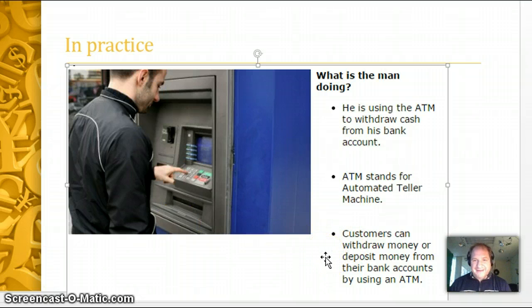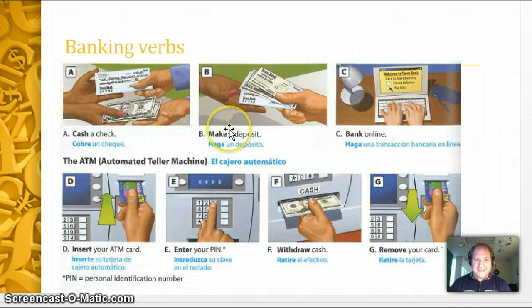So withdraw that money from, or deposit money. You can put money in, take it out from the ATM machine. So, some banking verbs. You can cash. Cash can be money, dinero. But cash a check has multiple meanings. You exchange that check for money. Get paid by check, do that.